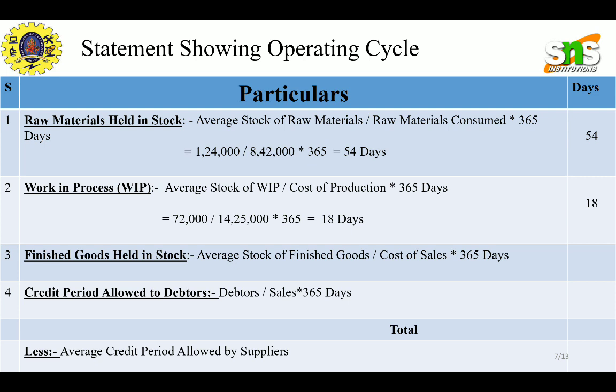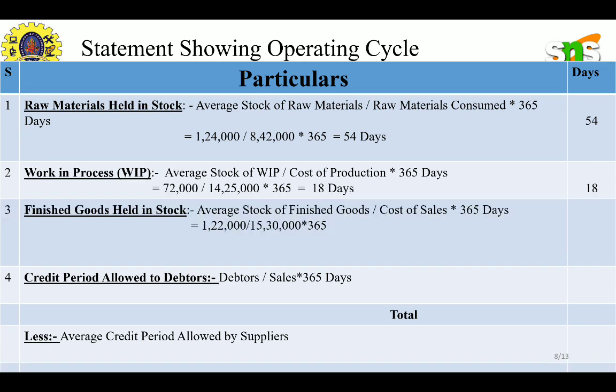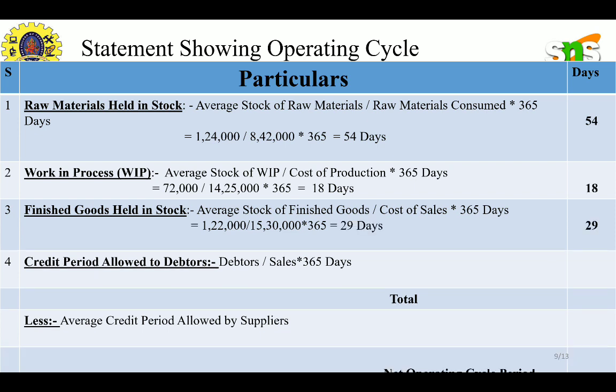After the work in progress, we go for the finished goods held in stock. The formula is average stock of finished goods divided by cost of sales into 365 days. That is 1,22,000 divided by 15,30,000, the cost of sales, into 365 days. Finally we get 29 days.